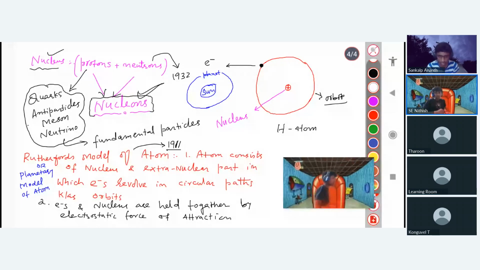Yes, sir, you will study that in higher classes. You just have to note down that they orbit around the nucleus. That is what he actually told in his model.